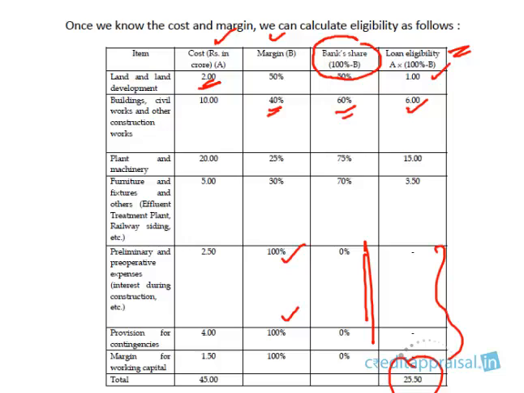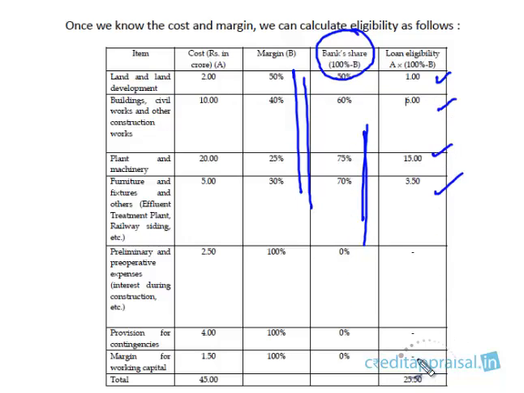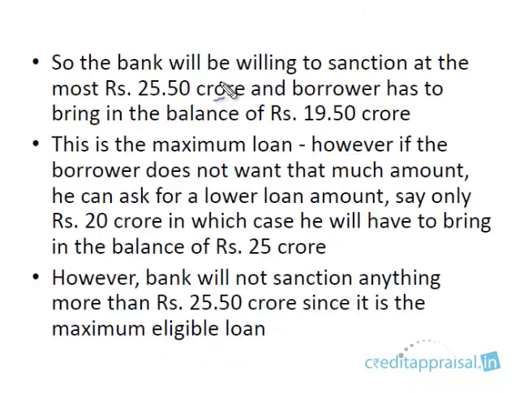Is this calculation clear? We take each item, we see what the margin is as per the bank's policy. Then we calculate what the bank share is. This is obviously 100 minus the margin, the remaining portion. Okay, so then we will calculate item by item what the eligibility is and arrive at a final figure. So in this case, the 25.5 crores is known as the term loan eligibility. So the balance, out of the 45 crores project cost, right? So the balance 19.5 has to be brought in by the promoters as the margin.